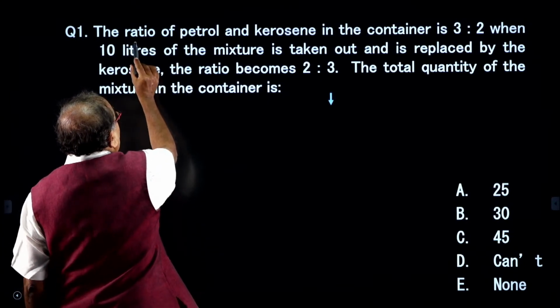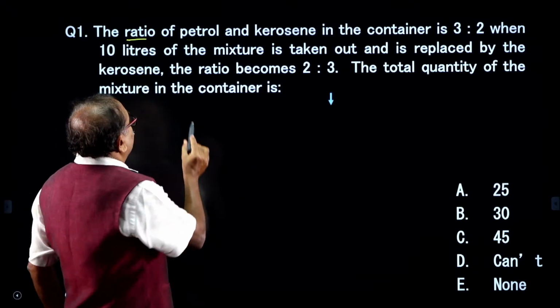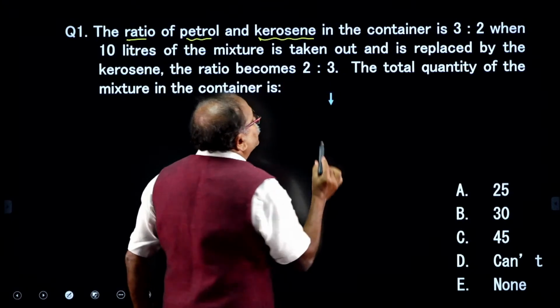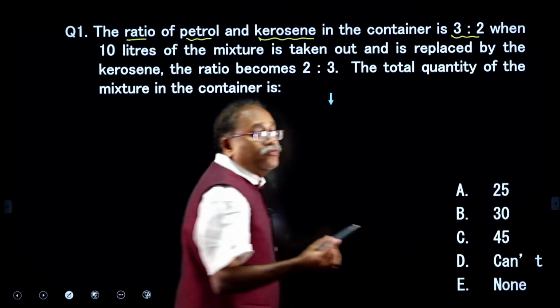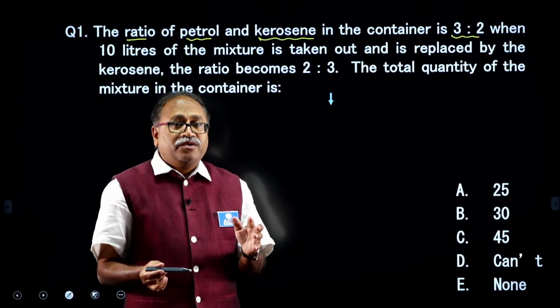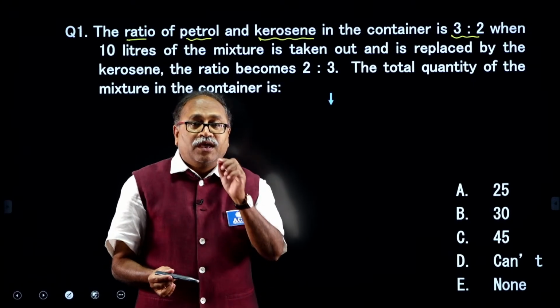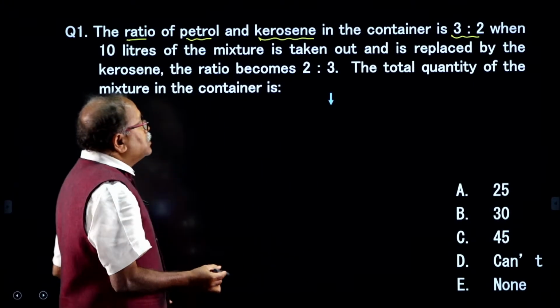It says that, it is from the alligation mixture, the ratio of petrol and kerosene in the container is in the ratio of 3:2. The best method I will tell you, with no time you can answer this question, and this type of question is very frequently asked. So, let us read further.